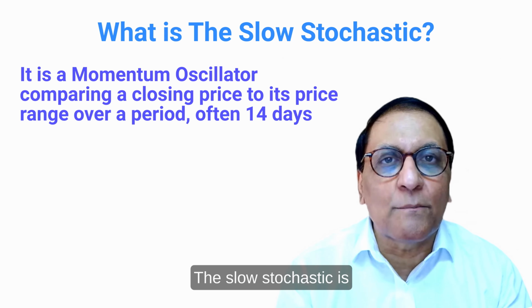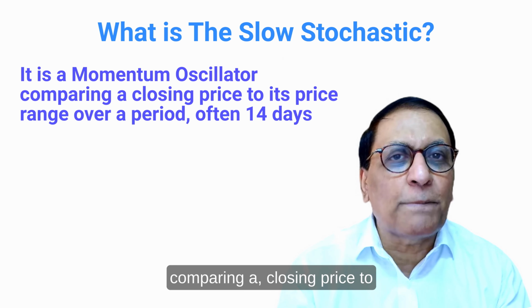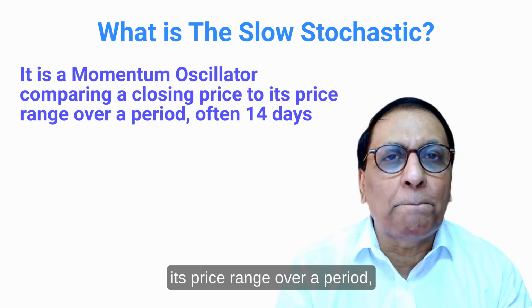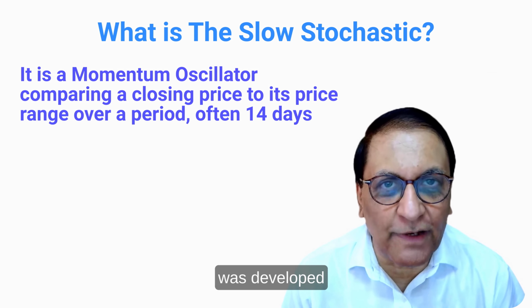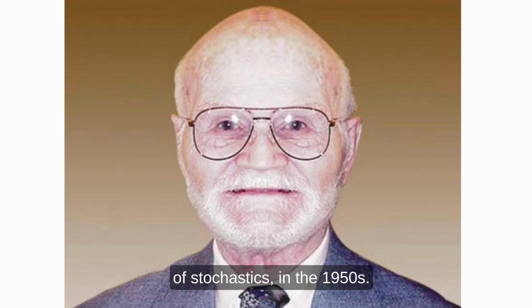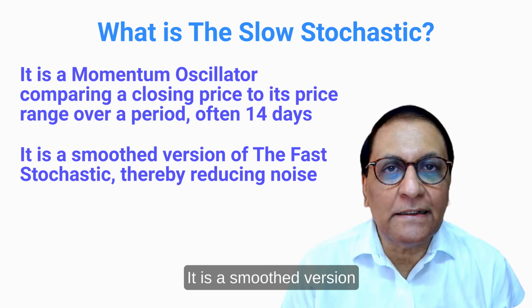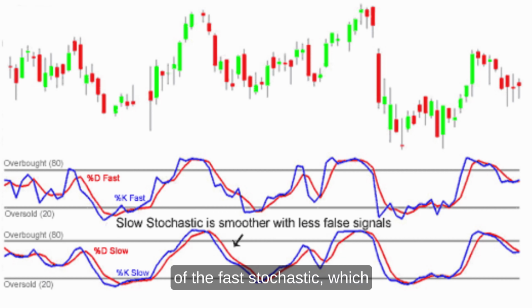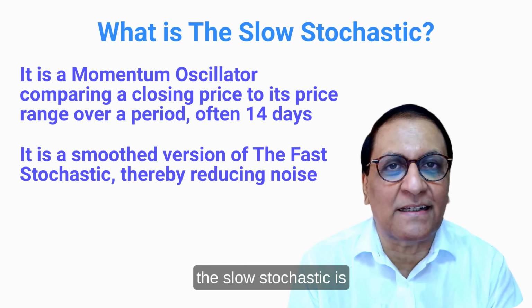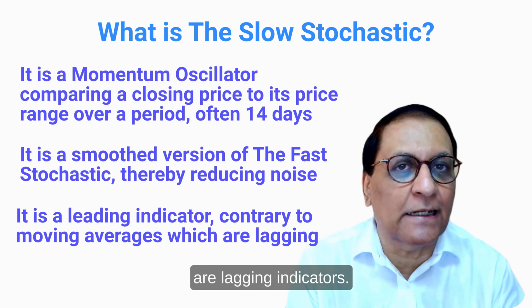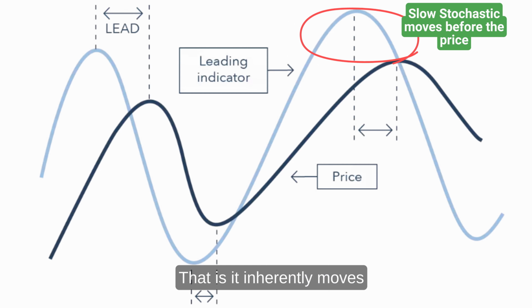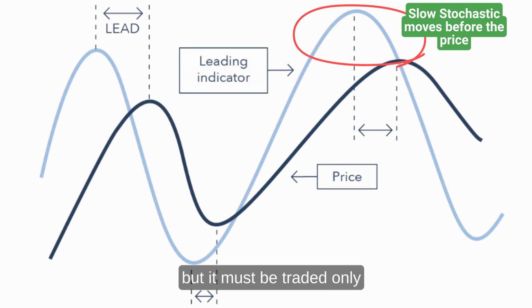The slow stochastic is a momentum oscillator comparing a closing price to its price range over a period, normally 14 periods. The slow stochastic oscillator was developed by George Lane, the king of stochastics, in the 1950s. It is a smoothed version of the fast stochastic, which is a raw line, in order to filter out spurious noise. Like all momentum oscillators, the slow stochastic is a leading indicator, as opposed to moving averages and other indicators which are lagging indicators.